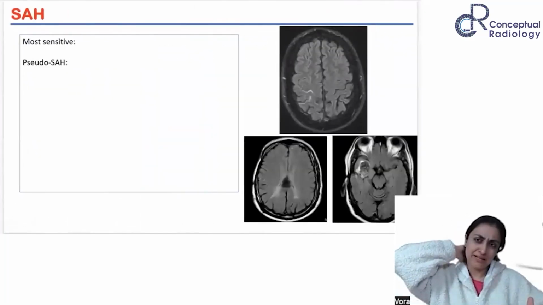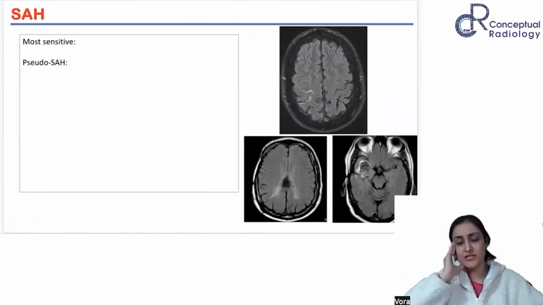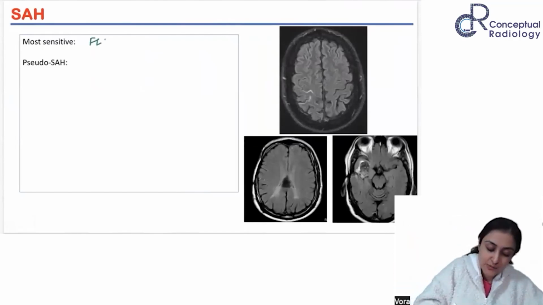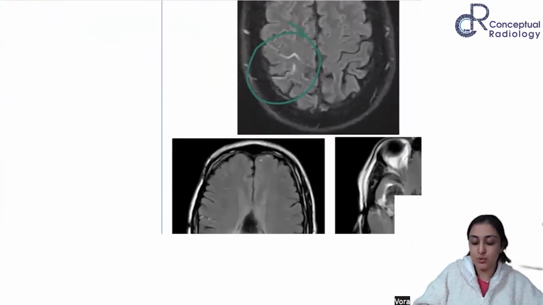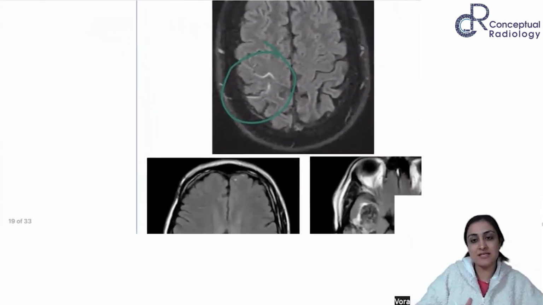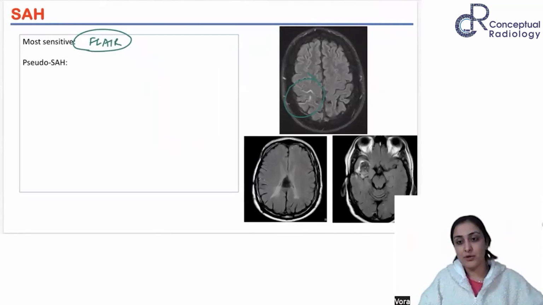So what is the most sensitive sequence for SH, or most sensitive modality for SH? That is MRI, and it is the FLAIR sequence. So FLAIR is the most sensitive for picking up SH. So look at this, itna chota sa SH in the sulcal spaces will definitely be missed on the CT, and FLAIR picks it up very nicely. Again, a very important concept I want to teach you.